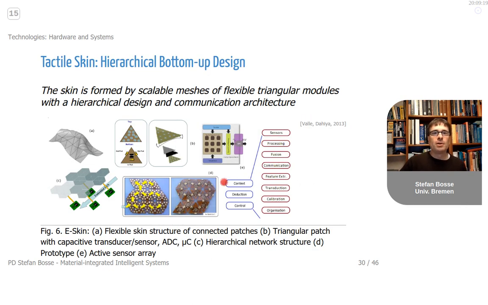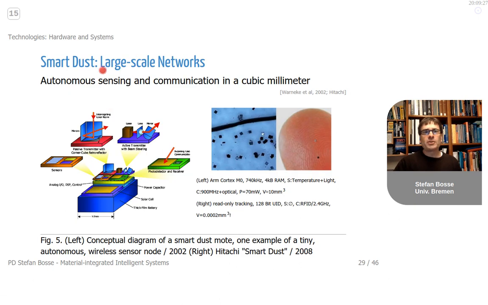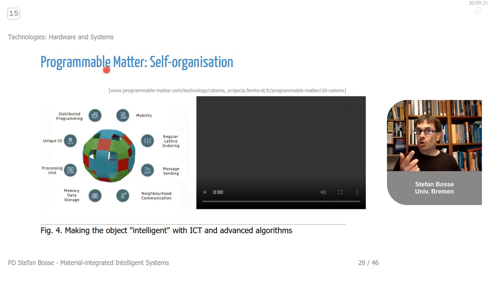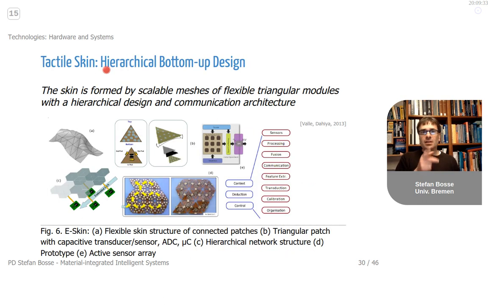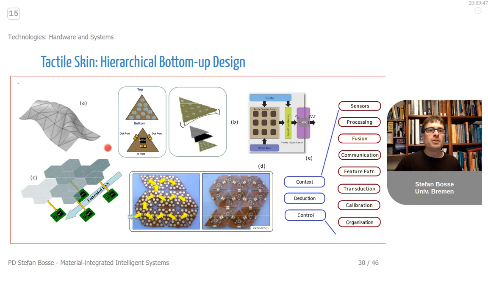Another example from my colleague Maurizio Valle from University of Genova is the tactile skin. The previous one was an example for large-scale networks and this was an example for self-organization. The tactile skin is an example for hierarchical bottom-up design and hierarchical bottom-up communication. The skin is formed by scalable meshes of flexible triangular modules with a hierarchical design and communication architecture. And here are some details.